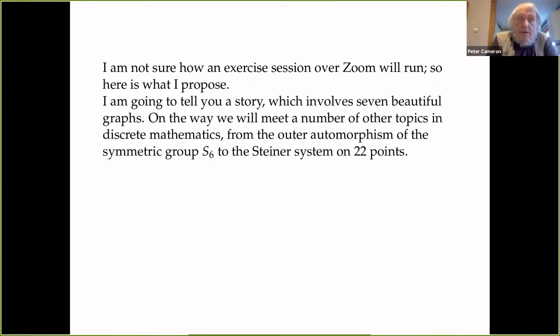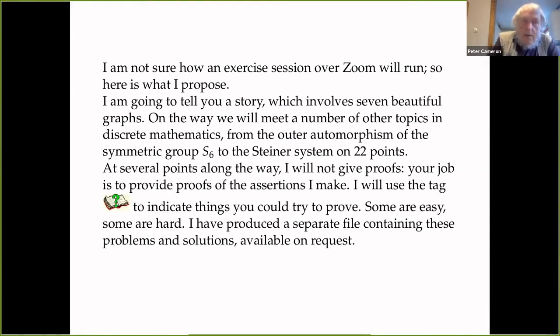So the idea is I will tell you a story which will involve a number of interesting strongly regular graphs and a number of other topics in various parts of discrete mathematics. And on the way, there will be a number of questions, which may be just proving things that I've said. Some are easy, some are hard. And so I put in this little tag, this question mark tag, to indicate things that you should try and prove.